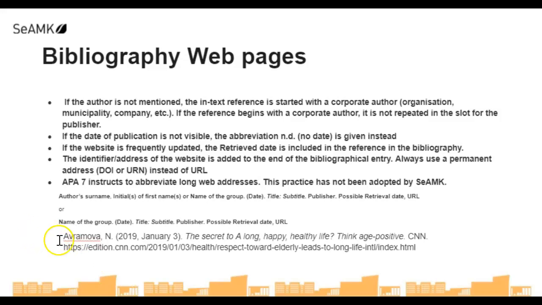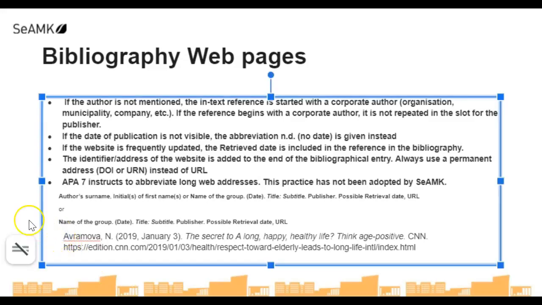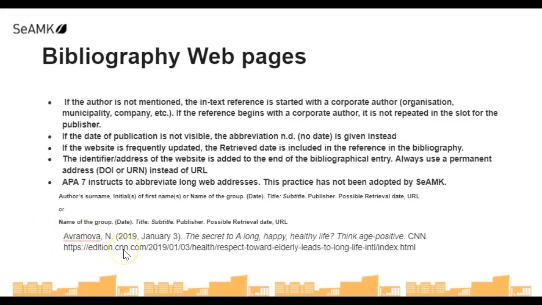So here's an example of how you would do a website bibliography note. In the end, you have the whole website. First, you have the writer as in a book. Then you have the publishing date, the name in italics, and then the publisher, and then the website URL.